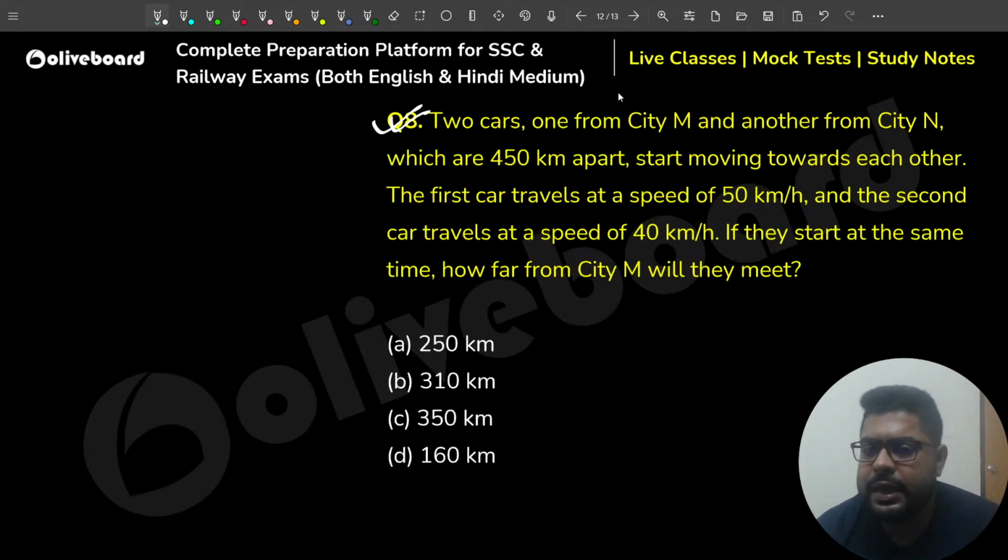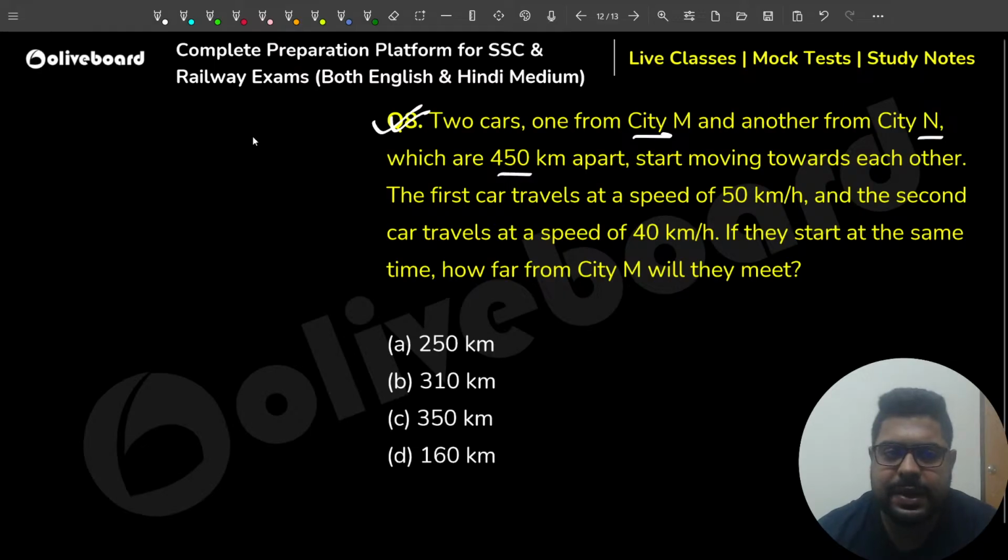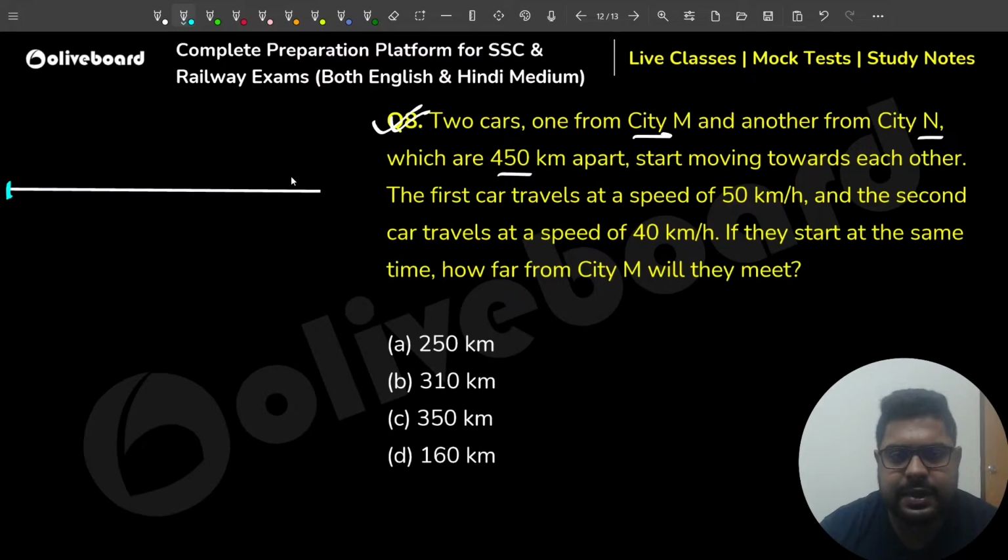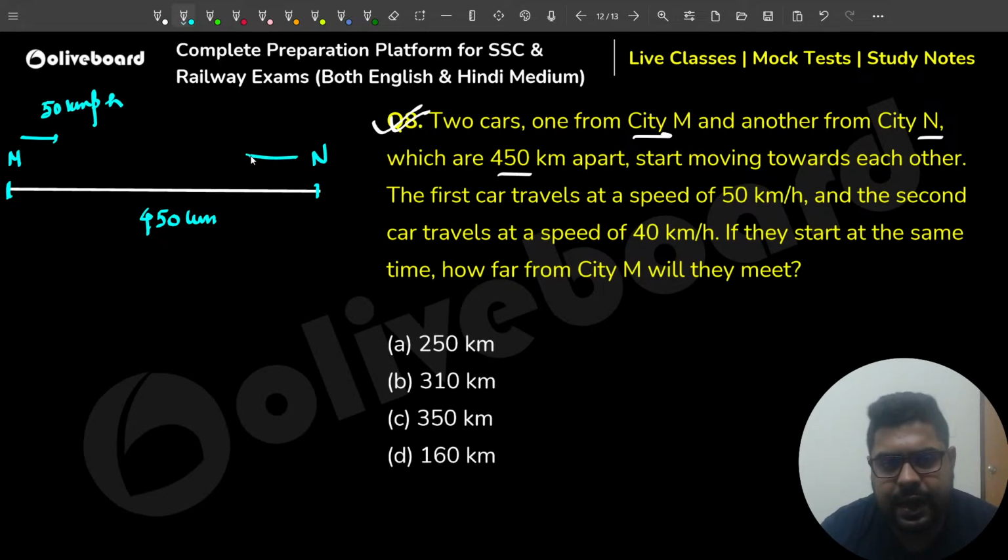Achha, let me help you. City M, another city N. They have given us 450 kilometers. Both the cars start moving towards each other. Sir, the best way to solve this will be to take something like this. Let's say these are two cities, one is city M and one is city N. Their distance is 450 kilometers. Now, the first car travels from M at a speed of 50 kmph, and the second car travels from N towards M with a speed of 40 kmph.